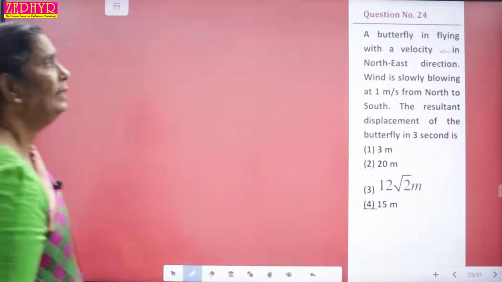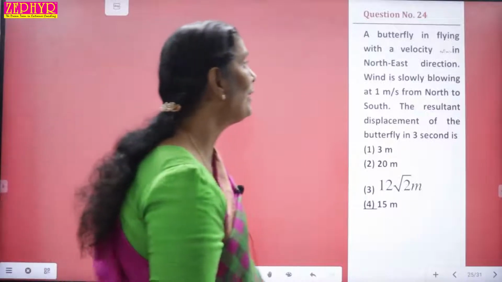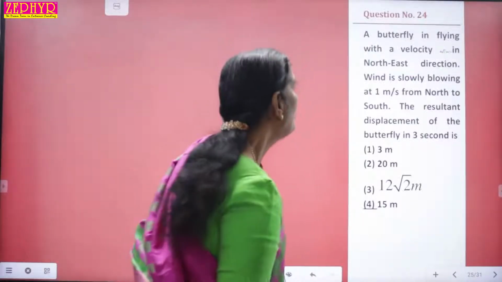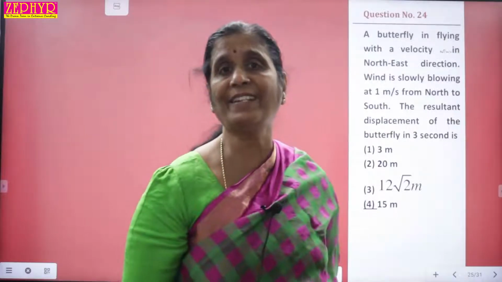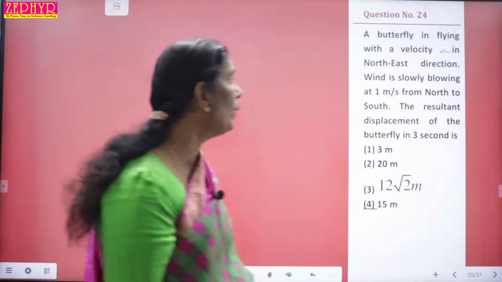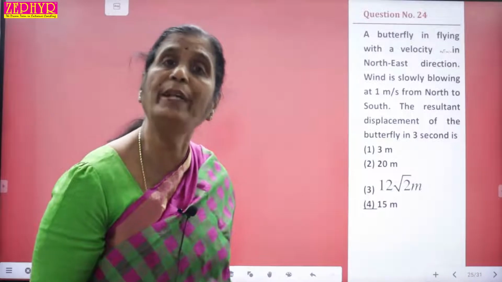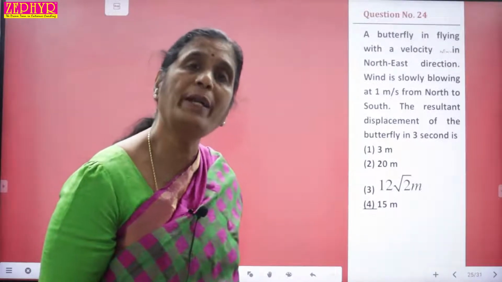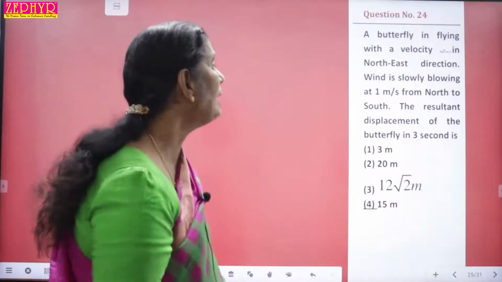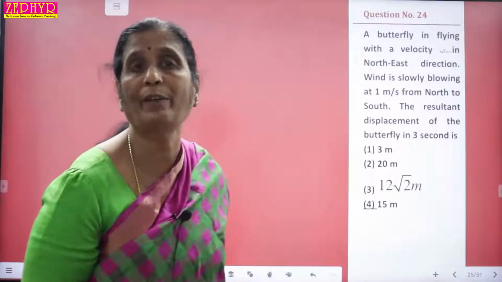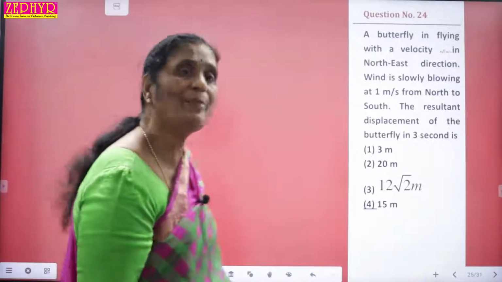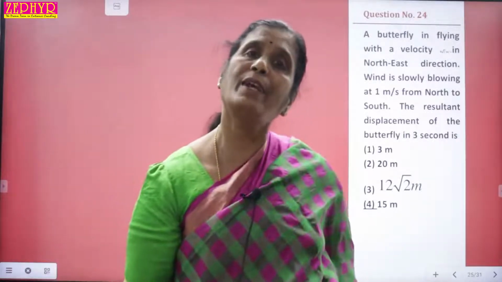Next, see this. A butterfly is flying with a velocity of 4 root 2 in the northeast direction, and the wind is blowing. So the butterfly is flying in the wind. They have given the velocity of the butterfly with respect to wind, and they want to know the displacement of the butterfly. To find the displacement, we should know the velocity of the butterfly only.